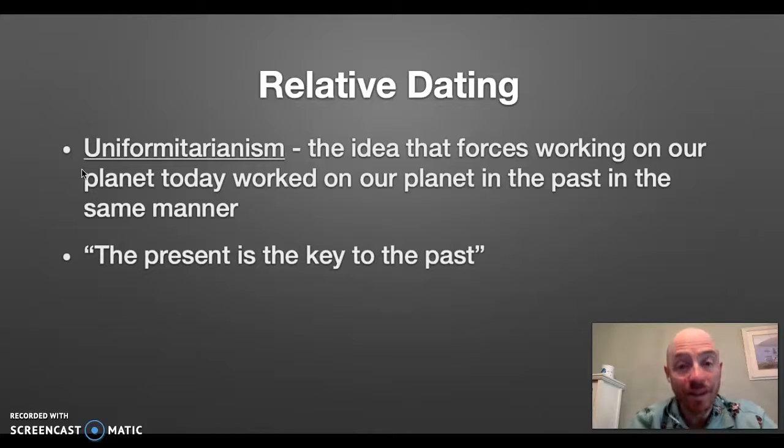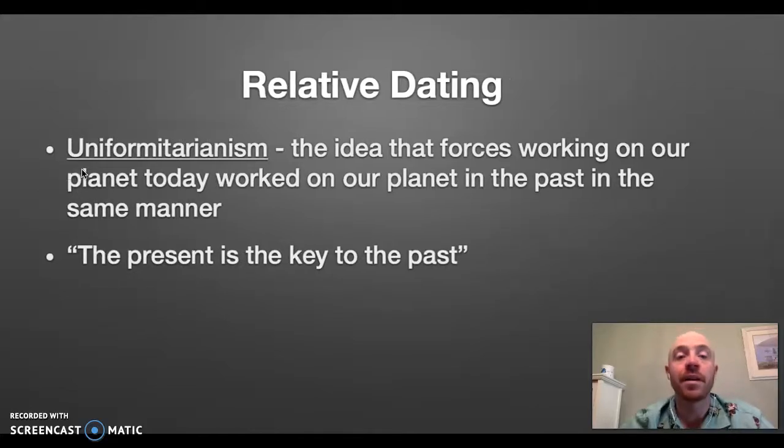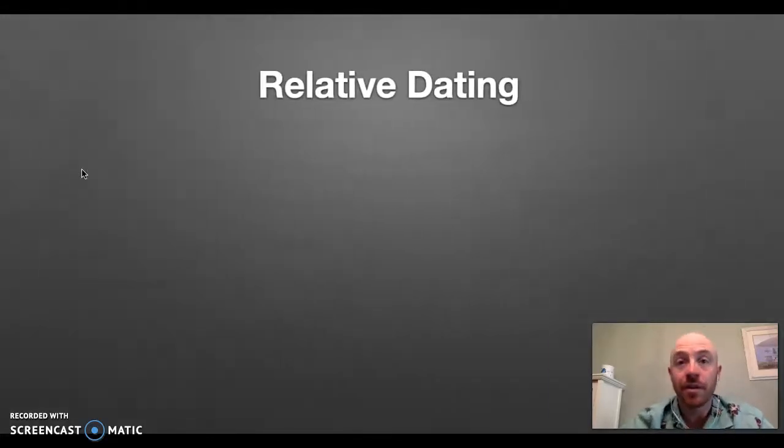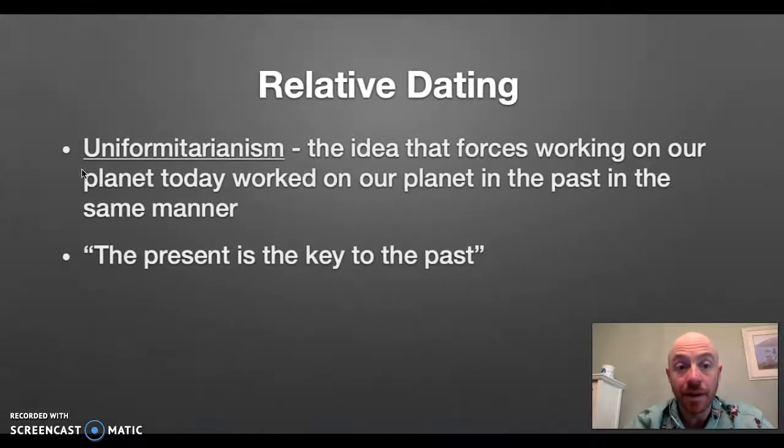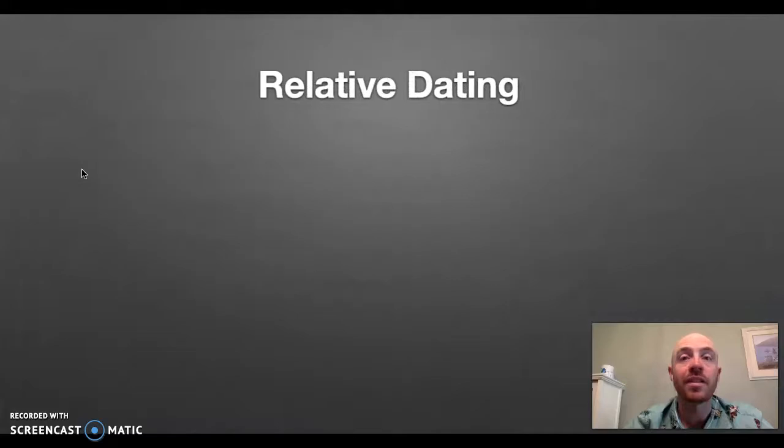So this quote, the present is the key to the past, right? So when we're talking about this whole entire idea of relative dating, the key is the present to our past. All right. So what we see today is what happened in the past.